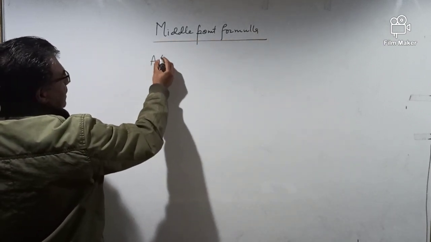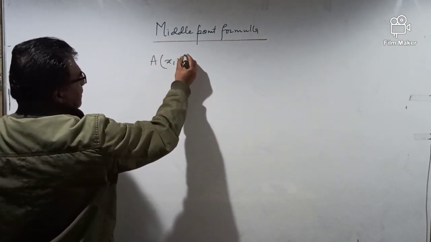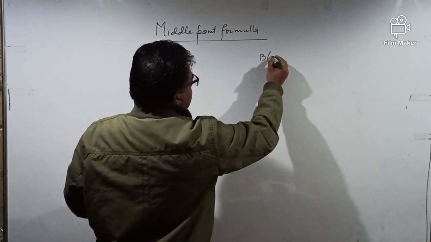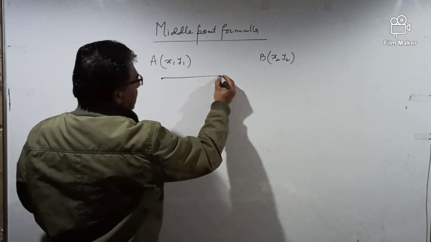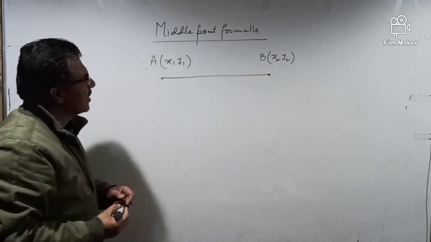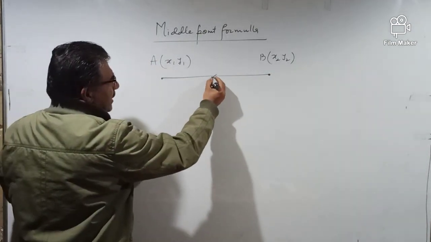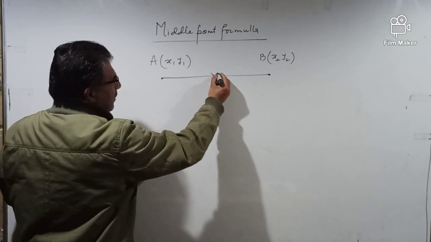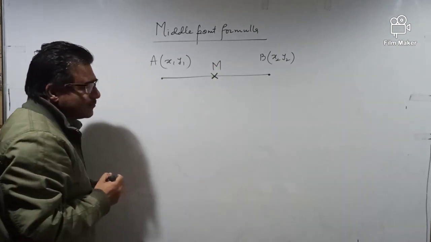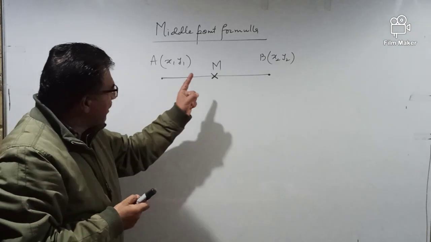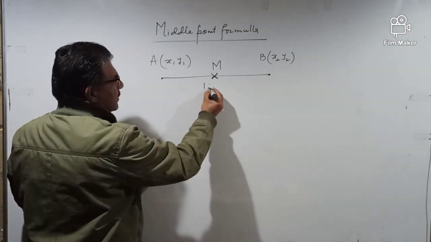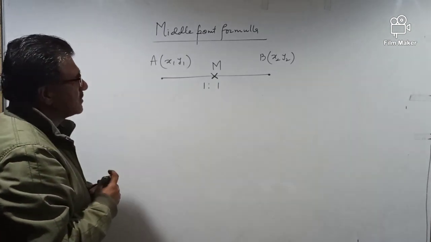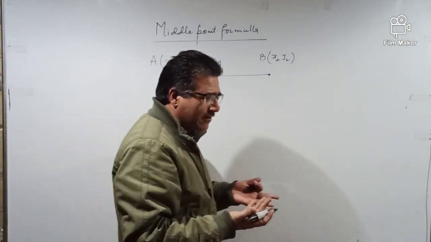Say you have a point x1, y1. Say you have another point x2, y2. You are given 2 points, you join these 2 points here like this. You have to find the coordinates of the middle point. So the middle point is here. Middle point is say M. M is the middle point. Middle point means it is exactly at the center. So what is the ratio in case of middle point? The ratio is 1 is to 1. It is not now L is to M because L is also 1 and M is also 1.